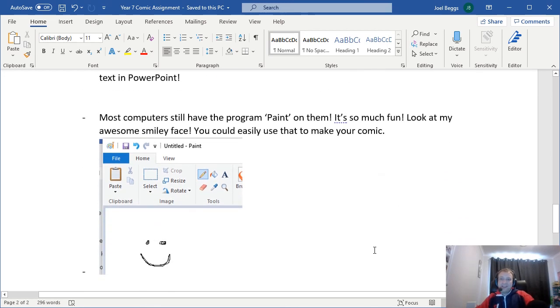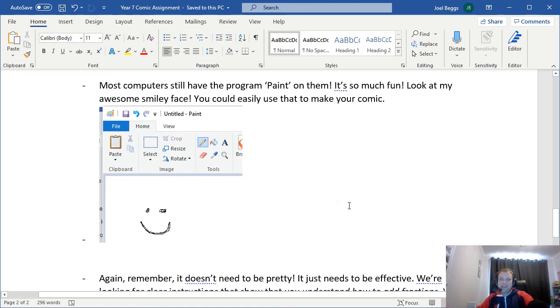Or most computers, they still have the program Paint in there, right? Paint's fun. You just get your mouse, get a little pen, you can draw stuff, right? I drew a smiley face really quickly to show you just how effective it is at creating illustrations. You could make a comic with that. People usually ask if there's a limit on how many panels the comic has to be, because the template has 6 panels in it. It doesn't matter, so you can make it go for 2 pages or 3 pages or 10 pages, whatever, as long as by the time you're finished, you have actually added the fractions together accurately, right?